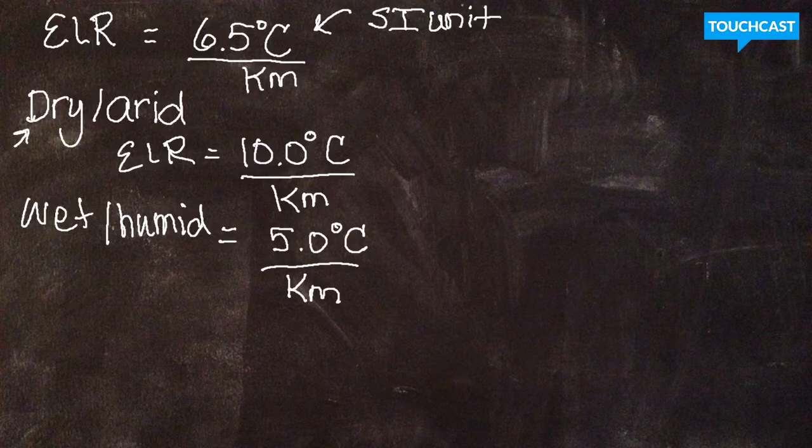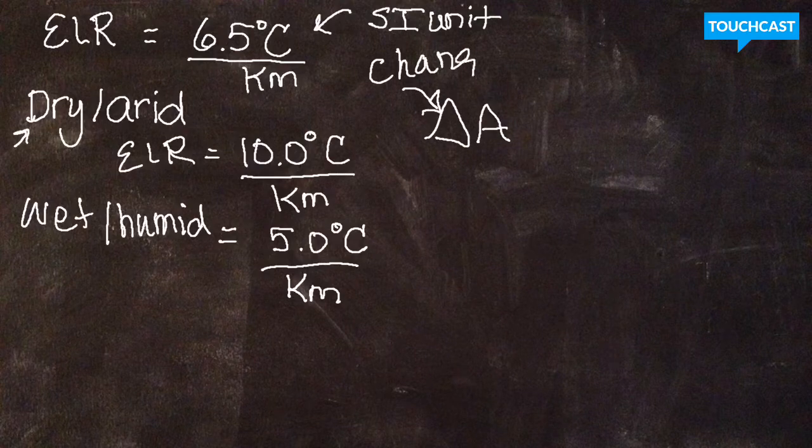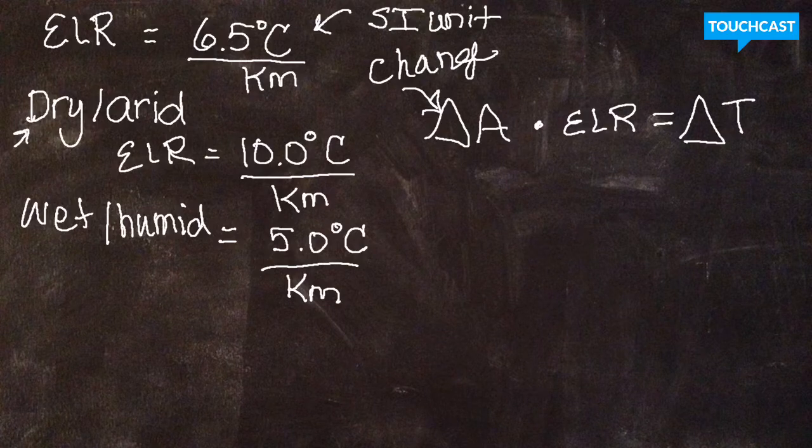And so the equation that you'll use to solve these problems is that the change in altitude, when you see delta, that means change, times the environmental lapse rate is going to give you the change in the temperature. So let's do the sample problem that's in your PowerPoint or Nearpod.